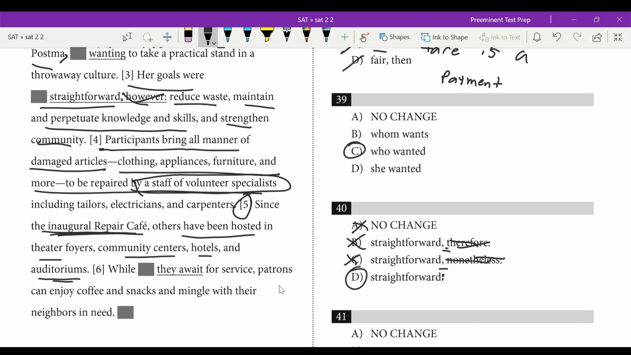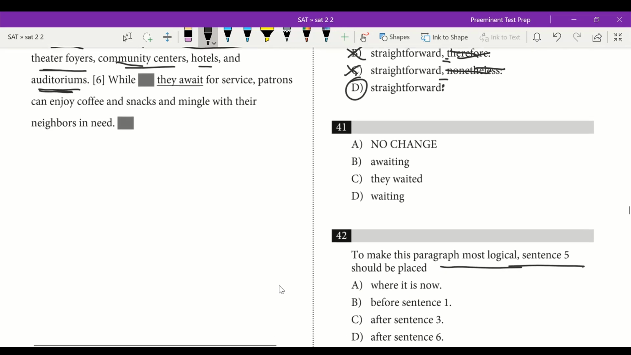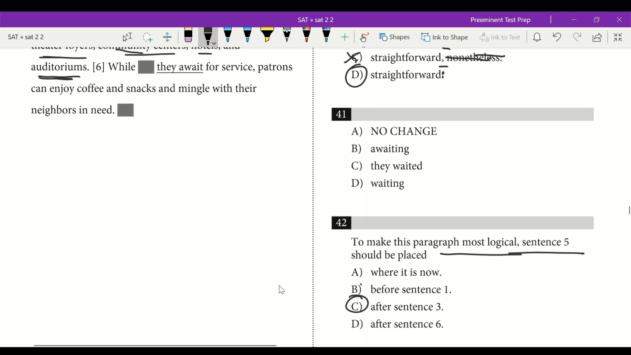So it doesn't sound like this is back in our first one, right? So it sounds like they've expanded. They now have tailors, electricians, and carpenters. Well, if they've expanded, we would think that before our sentence talking about the expansion, now them having all of these volunteers, we would think we'd have, since the inaugural cafe, others have been hosted in theater foyers, community centers, hotels, and auditoriums, because all these places are going to be needed to house all these volunteers and to host these events. So we actually know that our sentence 5 then has to come after 3 but before 4. So let's go ahead and look at the choices and see if that's a choice, and it is. So our answer is going to be C.